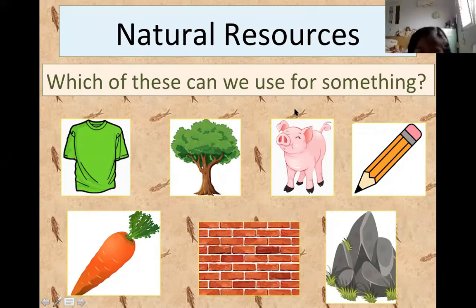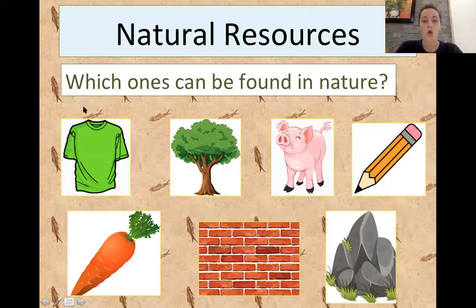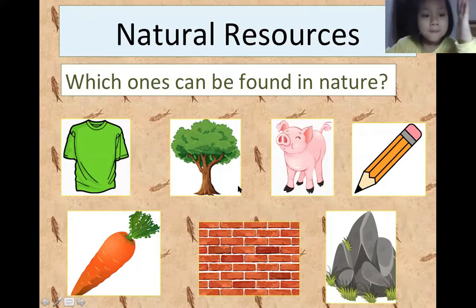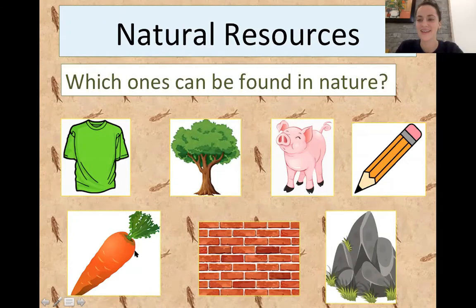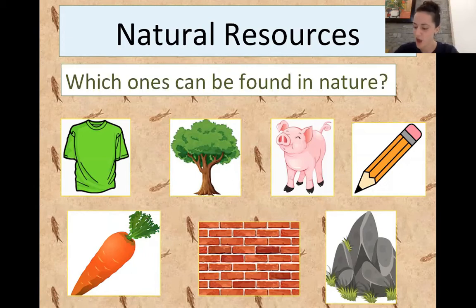Resources. Very good, excellent. They are all resources. Which ones can be found in nature? Sophia, which ones can be found in nature? The rock. A rock, very good, excellent job, Sophia. A rock can be found in nature.